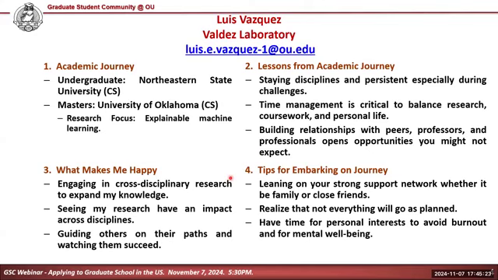Hello, everyone. So my name is Luis Vasquez. My academic journey began at Northeastern State University, where I did my bachelor's in computer science, and then my minor in mathematics. I always knew I wanted to go to graduate school. I just wasn't sure exactly what I wanted to do, specifically in terms of research. And so I applied to three different graduate schools. I ended up deciding on coming to the University of Oklahoma, where I'm now doing my master's in computer science, and my research focus is in explainable machine learning.